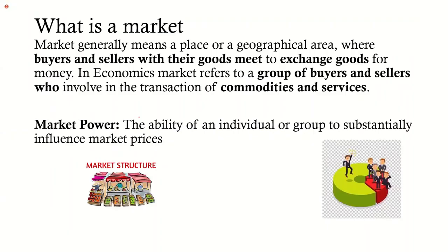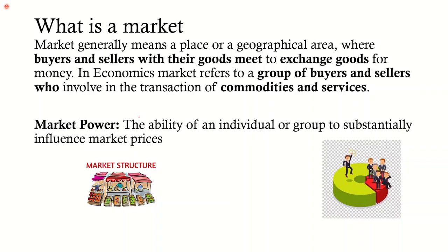Right, so before that, what is meant by market? Market generally means a place or geographical area where buyers and sellers meet with their goods to exchange goods and services for money. In economics, market refers to a group of buyers and sellers who are involved in the transaction of commodities or goods and services. So we all know that there are different types of markets, and markets can go up to so many buyers and sellers.